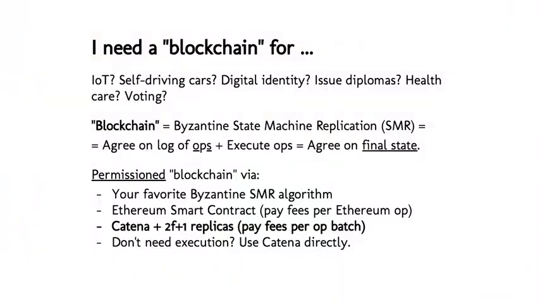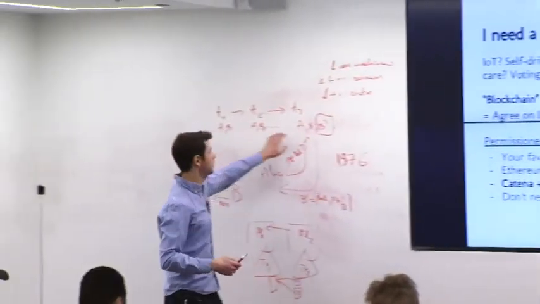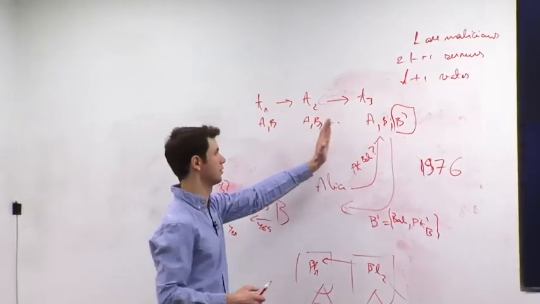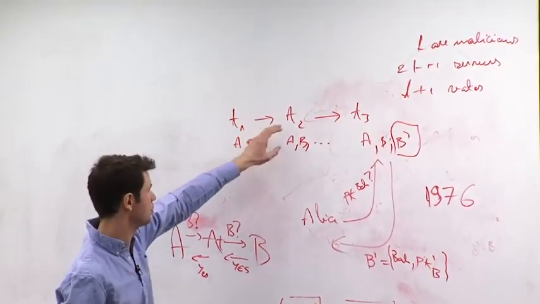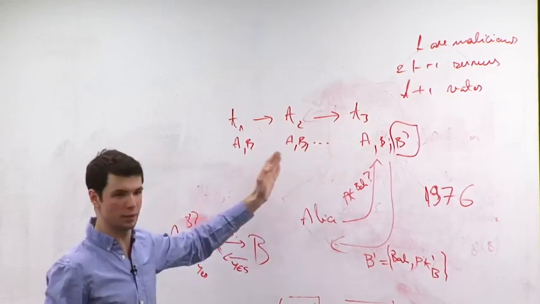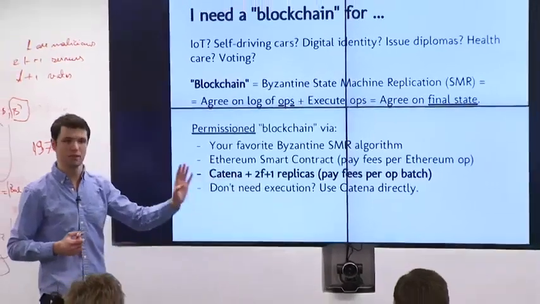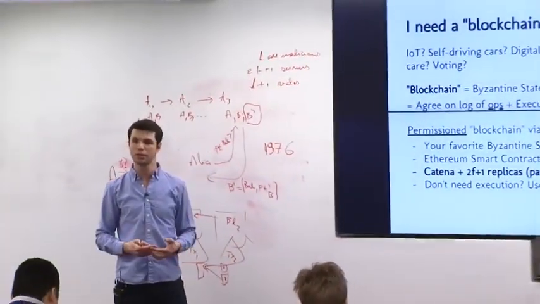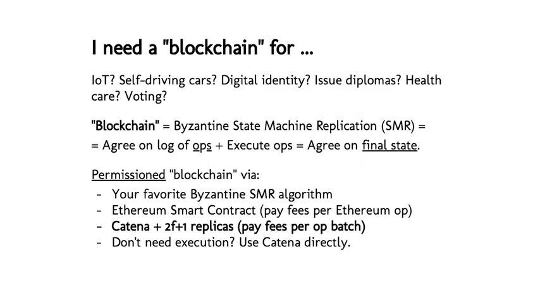If you don't need execution, for example, if all you're doing is agreeing on a public key directory, like here, there's no execution. This directory is just supposed to stay append only, and we have some research that allows you to prove that every transition is an append only directory. And if you only need execution, you can just use Catena directly, as I already told you, for the software transparency application, for the public key directory application.